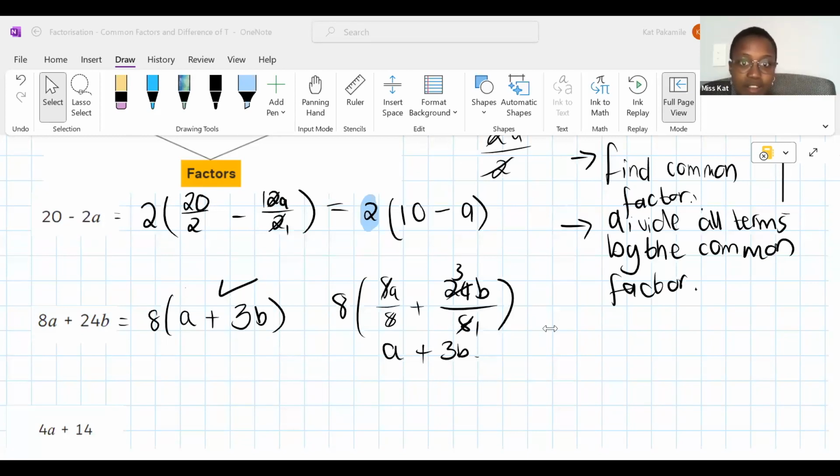Yes, Otenda. The factor is the number that you can divide both of them by without having a remainder. What do they both have? Think of it like that. What do both my terms have? Like what can I divide both my terms by? Can I divide both of them by 2? You see?